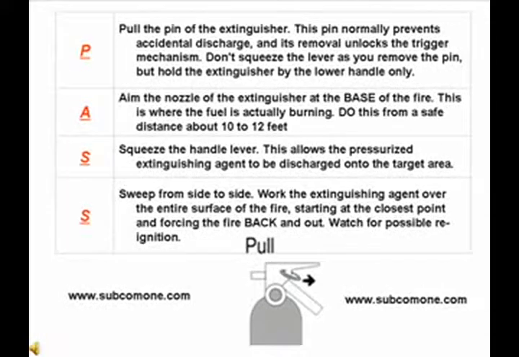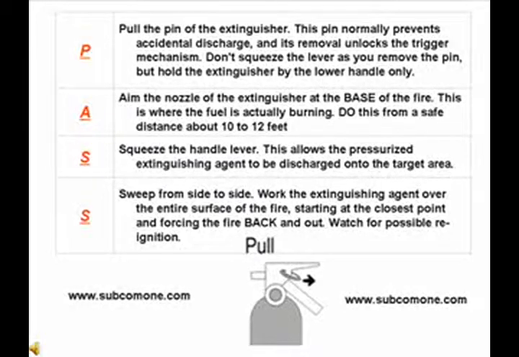S. Squeeze. Squeeze the handle levers. This allows the pressurized extinguisher agent to be discharged onto the target area. Squeeze tightly, you're going to come into some resistance. It is under pressure. But as soon as you have the handles depressed, don't let go. Squeeze tight.